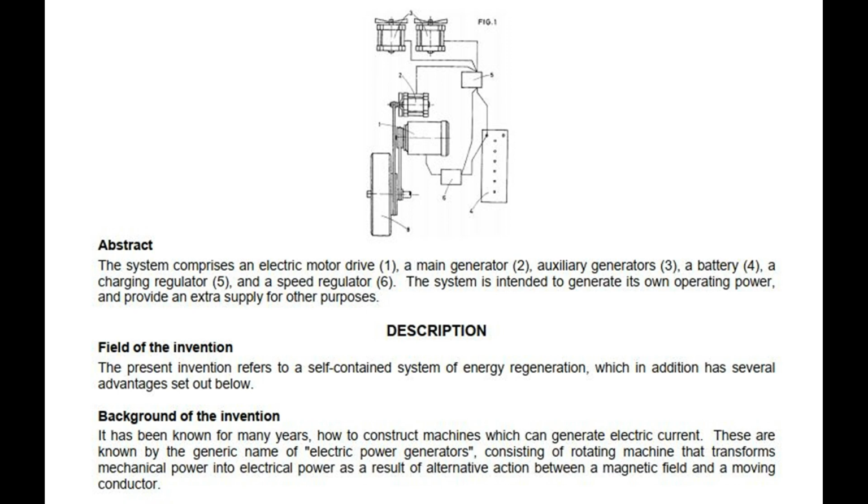Description. Field of the invention. The present invention refers to a self-contained system of energy regeneration, which in addition has several advantages set out below. Background of the invention. It has been known for many years how to construct machines which can generate electric current. These are known by the generic name of electric power generators, consisting of a rotating machine that transforms mechanical power into electrical power as a result of alternating action between a magnetic field and a moving conductor.